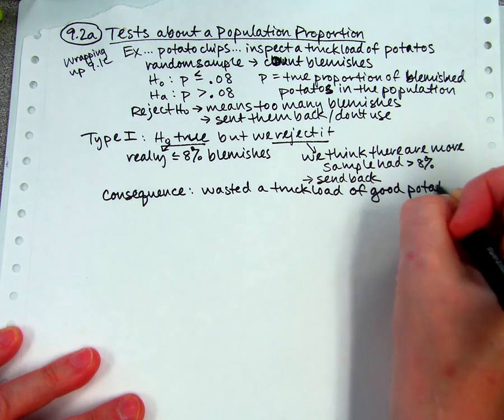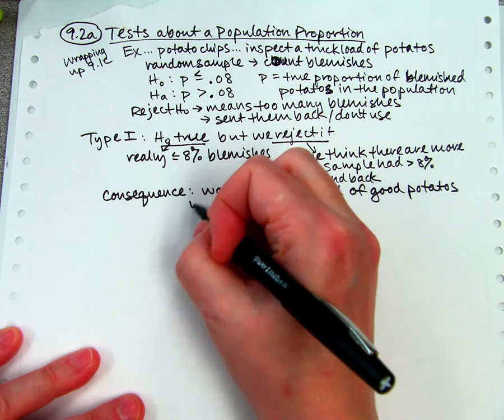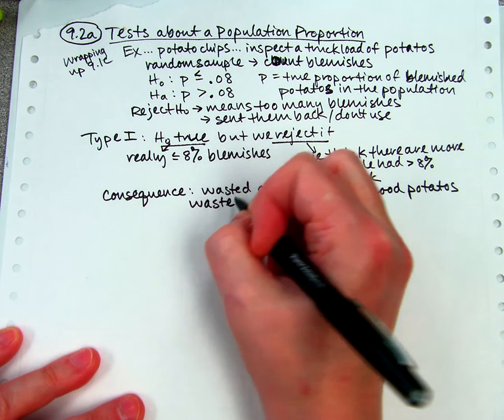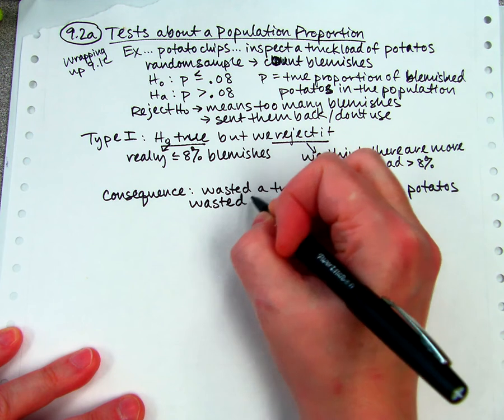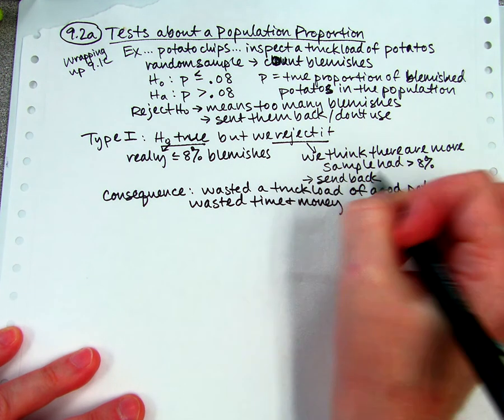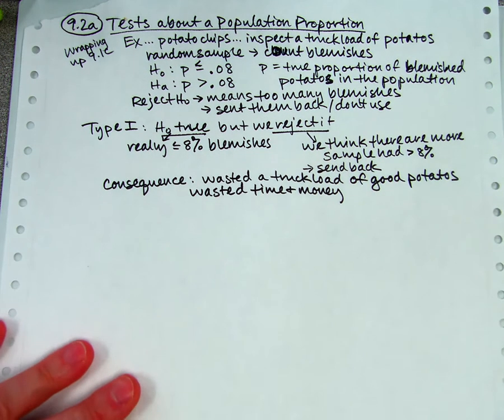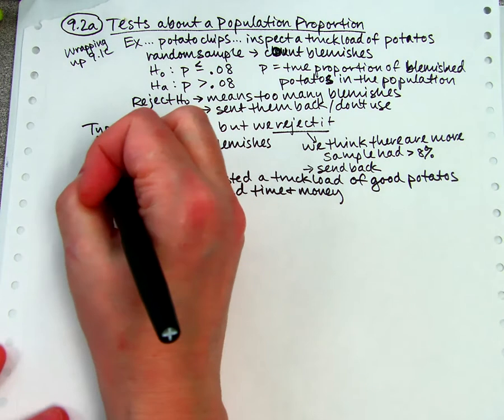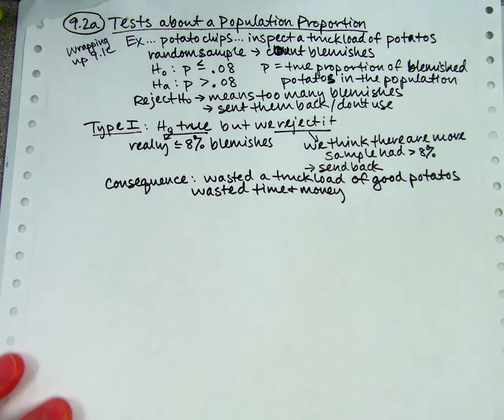We didn't use them even though they were good. It also wastes time and money because we got to get more potatoes. There's always money involved, right? So type 1 is wasteful. We're throwing out things that don't need to be thrown out.